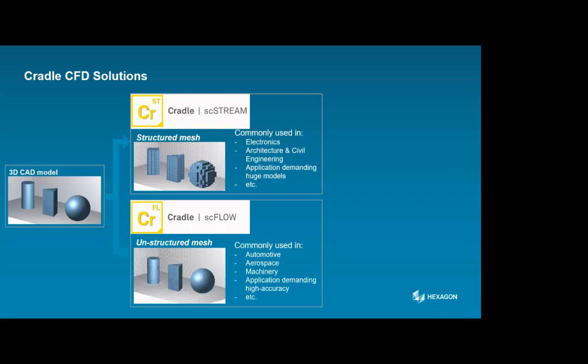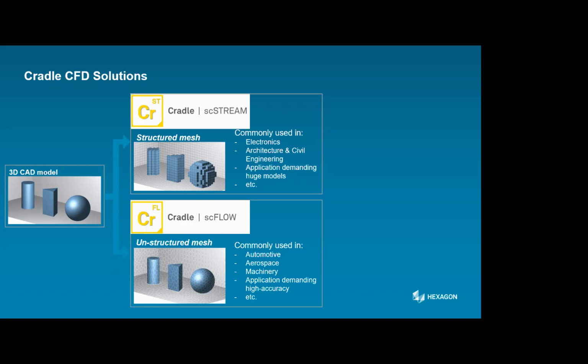Instead, SCFlow, which will actually be the product we will be talking about today, different from the previous one, uses an unstructured mesh to compute equations through the domain. The use of unstructured mesh allows more general compatibility, different from XStream, with complex geometries and shapes, and makes it more suitable for almost every kind of simulation.